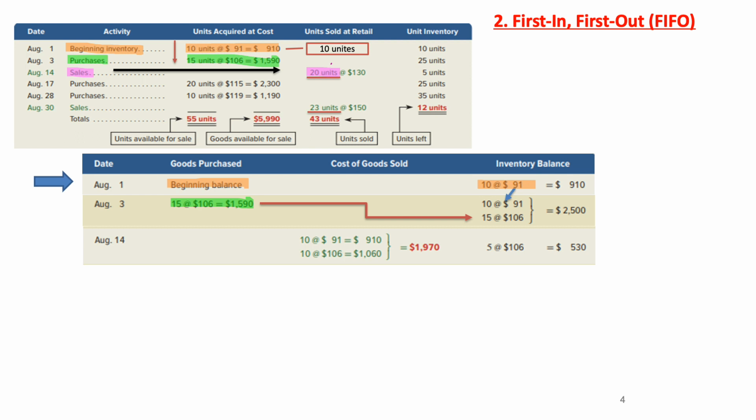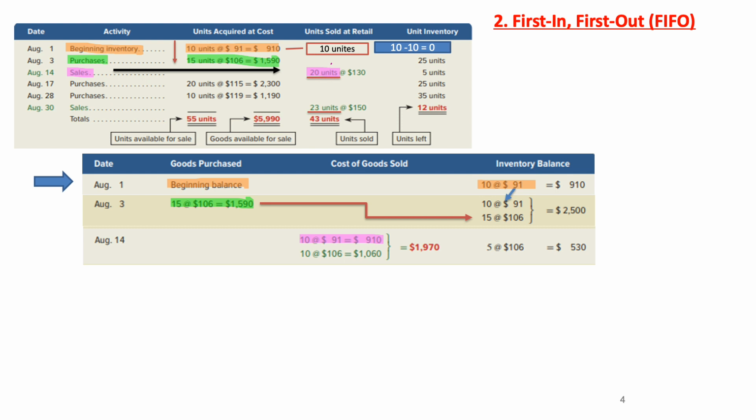So we sold the 20 units, and I'm going to take 10 units from the beginning inventory. It means that if I sell 10 units, the balance of the beginning inventory will be 0. Why? Because in the beginning inventory we have 10 units and we are selling 10 units. Now I'm going to record August 14 in the table: 10 units multiplied by 91 in the cost of goods sold column.